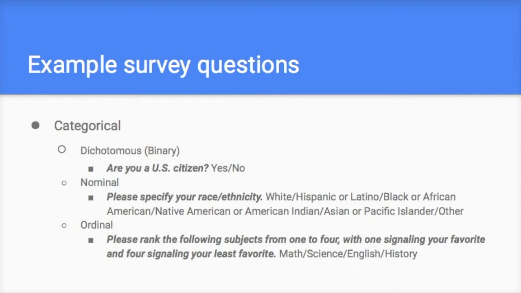Let's look at some examples of survey questions for categorical variables. A dichotomous question provides the respondent two options from which to choose, whereas nominal questions have greater selection of responses to select from. In both of the examples shown here, the respondent would select which option best represented themselves. An ordinal question provides the respondent the opportunity to rank their preference with some kind of ordinal scale to distinguish between which response is more preferable than another.